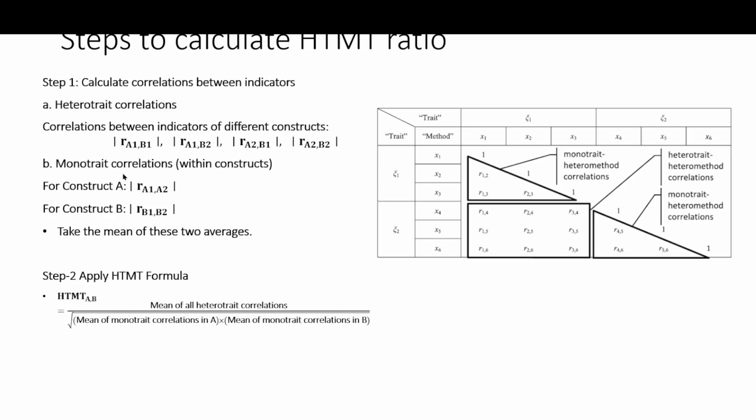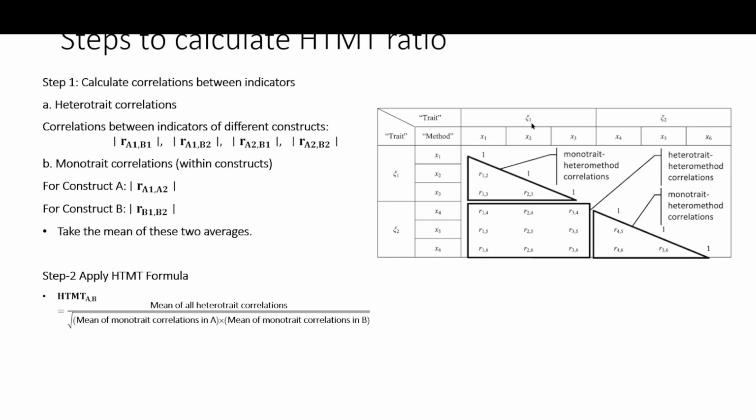And when you calculate the correlation within the constructs, meaning A1 A2 and B1 B2, it is called monotrait correlation. The software computes both kinds of correlations and then computes their average values, and using this formula the HTMT ratio is calculated for a particular pair of constructs: the mean of all the heterotrait correlations divided by the square root of the mean of monotrait correlations in A multiplied with the mean of monotrait correlations in B. This diagram indicates the same things which we have discussed now.